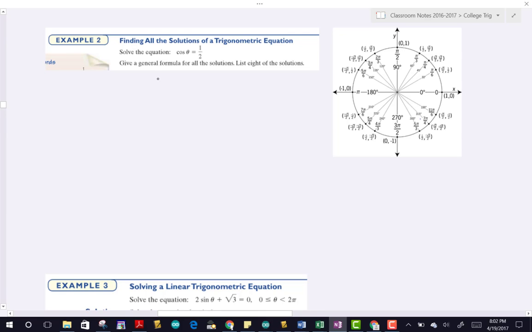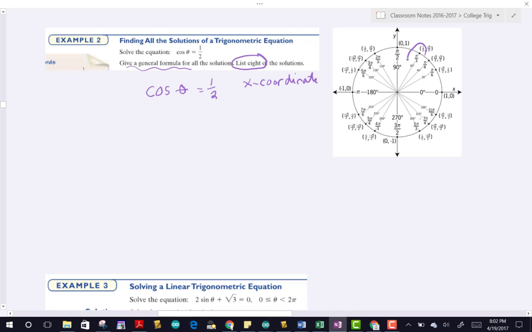What we're looking for in this equation are values of theta. So we're looking for angles whose cosine is a half. So in our unit circle, we're looking for points whose x-coordinate is a half. The directions say to give a general formula. So they're looking for us to have solutions that go clockwise, go counterclockwise, and that go more than one revolution. And they want us to list 8 solutions. So this problem really wants to see whether or not you understand that repetition of the unit circle.